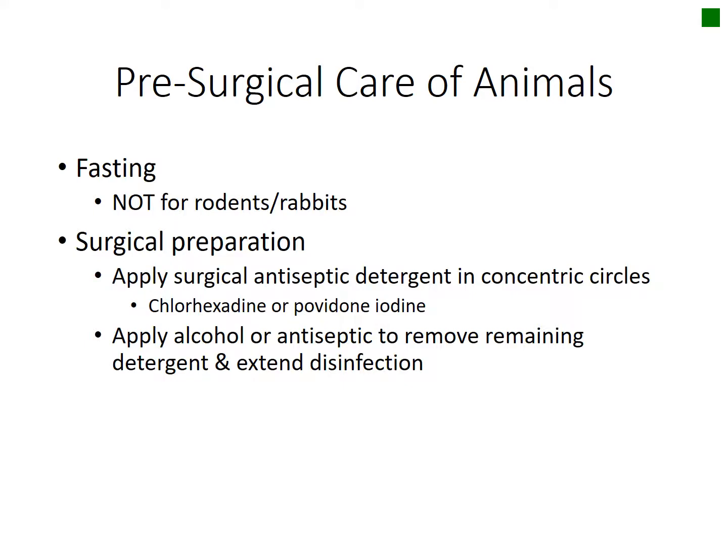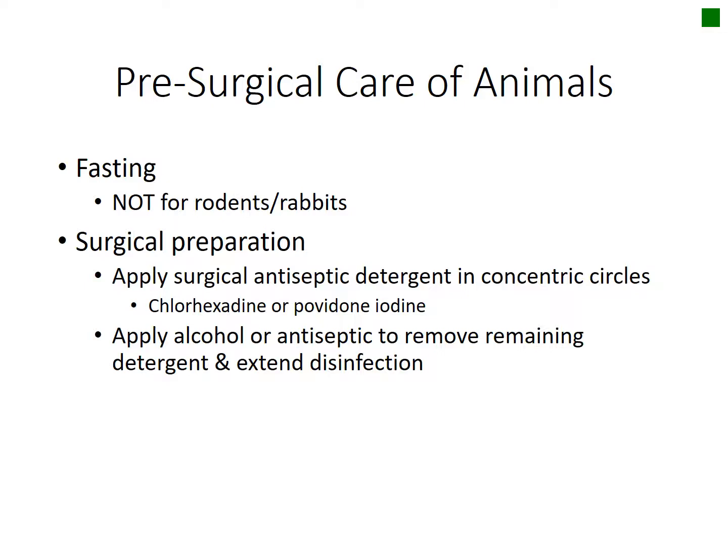As far as pre-surgical care of the animals, for most of our species we are fasting them to decrease the chance of aspiration pneumonia, which is the inhalation of vomited material into the lungs. However, we don't do this with rodents or rabbits because they're unable to vomit, and also their blood glucose could decrease very rapidly, and that's something that we want to be paying attention to. We may give them a shortened period of fasting when we're doing gastrointestinal surgery.